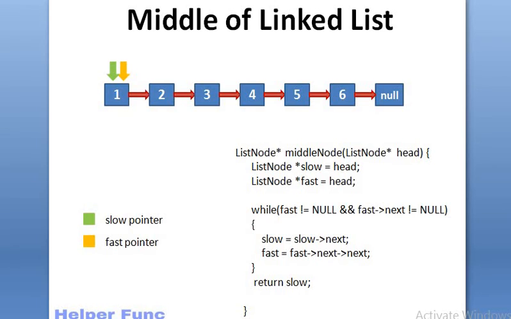Here n is even. At first, neither fast is null nor fast next is null. So we will enter the loop, and the slow moves one step while fast makes 2 steps. This loop will work again, and now fast comes to 5 while slow is at 3. Here again both fast and fast next are available. So the loop will work one more time, and now fast is at null and slow is at 4. Now because fast is null, the loop will break, and we will return slow as the answer, that is the node with the value 4.